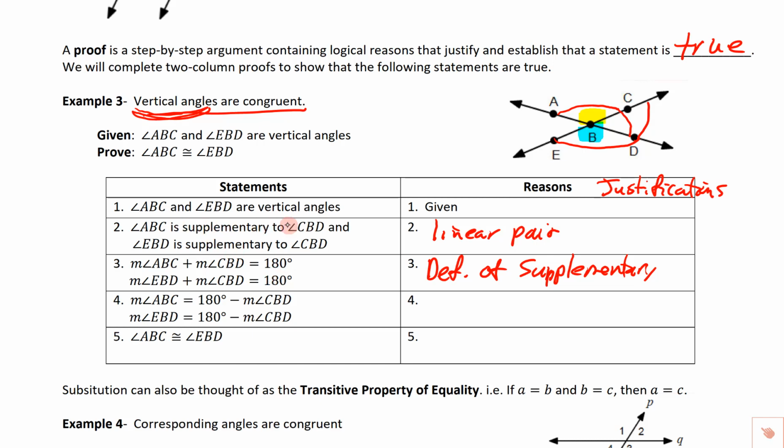So if these two angles are supplementary, then we add them together, they equal 180. And if these two angles are supplementary, we add them together and they equal 180. That's the definition of supplementary. They equal 180 degrees.